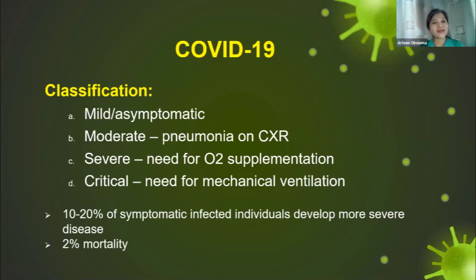The disease is classified into mild or asymptomatic, moderate, severe, and critical. So we usually classify our patients in the hospital with these disease classifications. And this is also where PhilHealth gives their coverage for those who are hospitalized, based on this classification. About 10 to 20% of symptomatic infected individuals develop more severe disease. So that's only about 10 to 20% of those who are infected. And 2% of those infected will succumb to death.